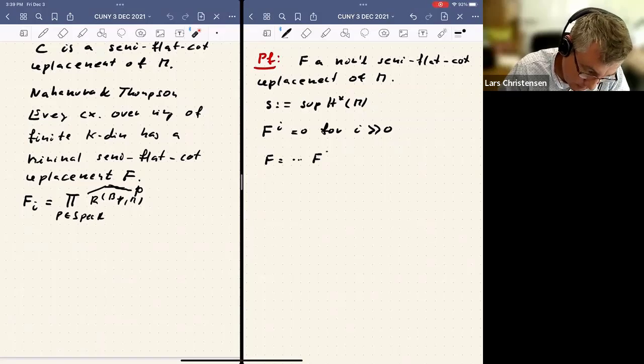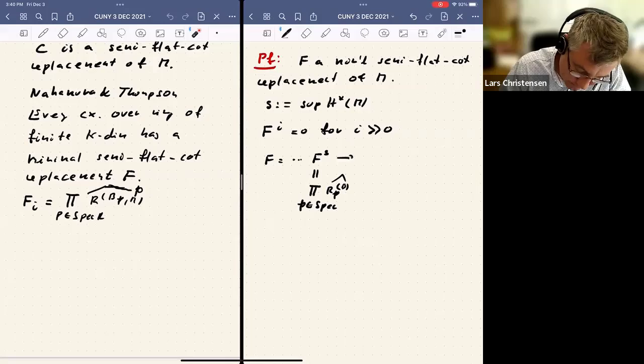Then there's F in degree S, and that is going to be a product over all p's in Spec R of, just as before, localizations of R_p, with some index set B localized. Now, what happens is that we can do one more. When we go to S plus 1, that thing is no longer a product over everything.